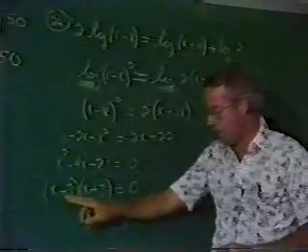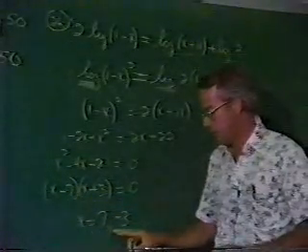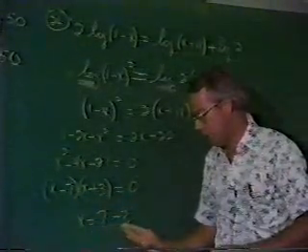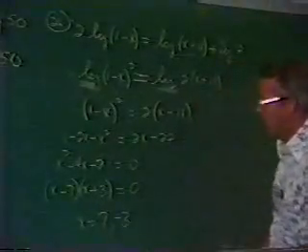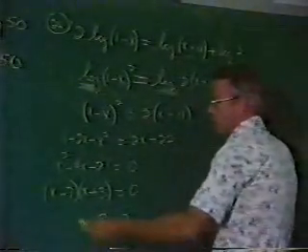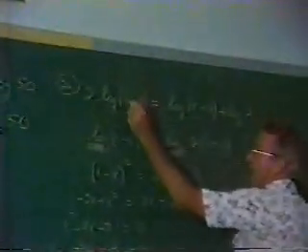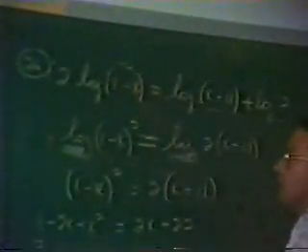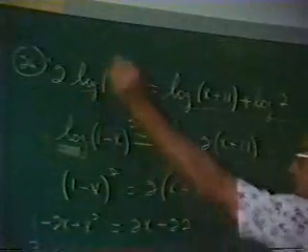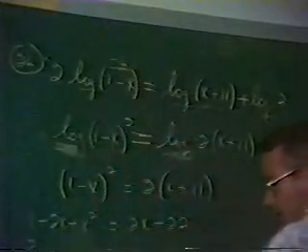and then setting each factor equal to 0 and solving for x, I have x equals 7 and a minus 3. Well, we better check it. Putting a 7 back in the original problem, I have 1 minus 7, that's a minus 6. What is the log of a minus number? It does not exist. So 7 is not a solution to this problem.